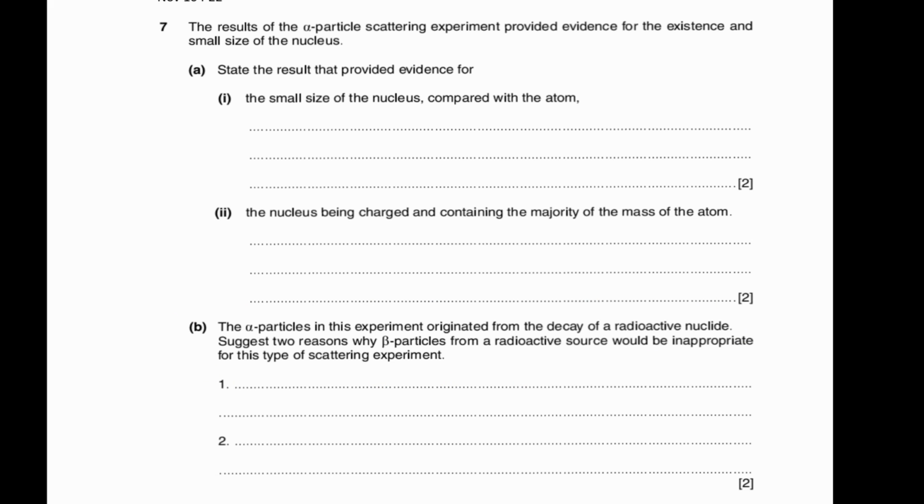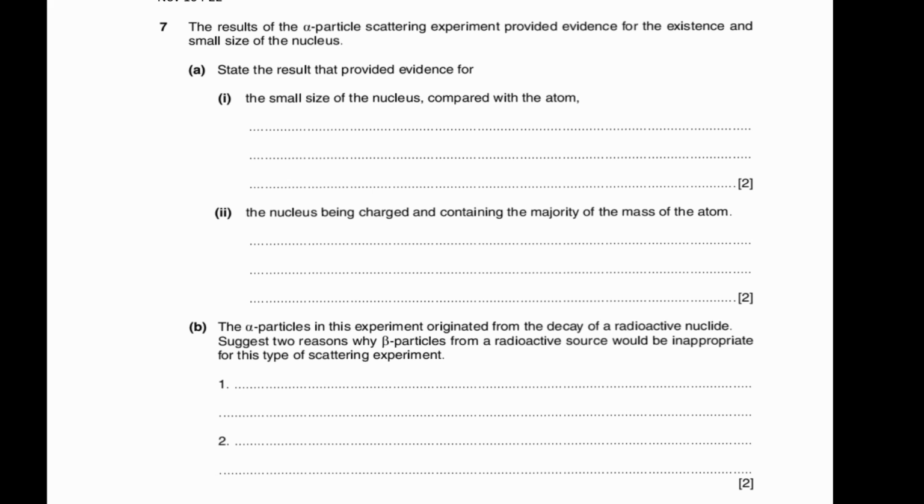Now let's talk about part B now. The alpha particles actually originate from the decay of a radioactive nuclide. Now suggest two reasons why beta particles would be inappropriate. If you remember what beta particles are, they are actually electrons which are emitted from the nucleus. Meaning to say, when a neutron decays, it will produce a proton which stays in the nucleus, and the corresponding electron will come out as a beta particle.